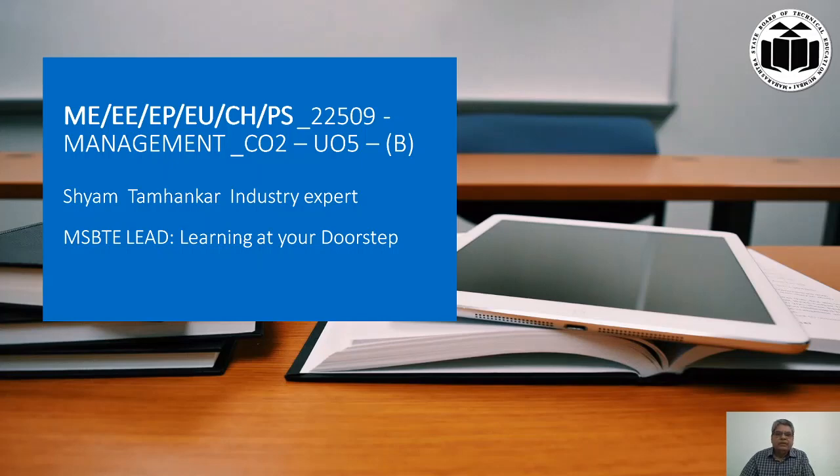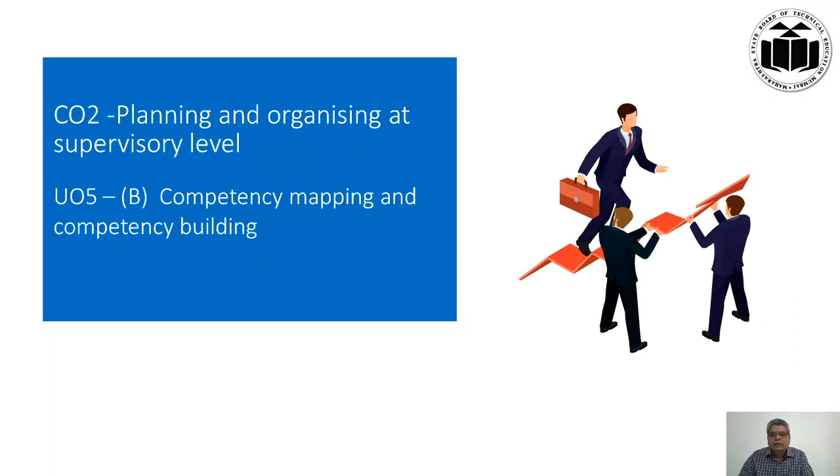Here we are going to deal with Course Outcome 2, Unit Outcome 5, Part B of the Subject Management, Code 22509. Now in this Unit Outcome 5, Part B, we will see how the competency mapping is done, the process of competency mapping and competency building.